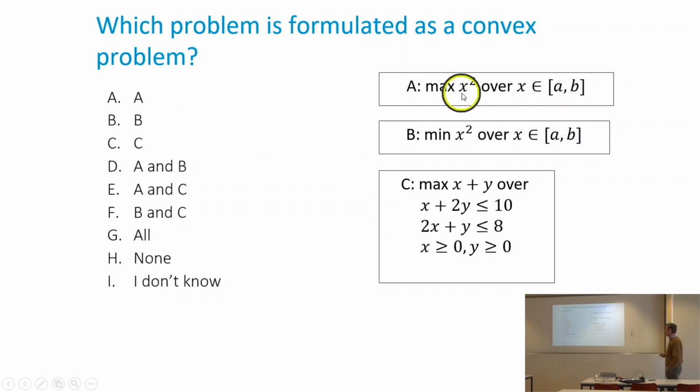Here are three problems. Very simple problems. Maximize x squared for x between a and b. Minimize x squared. A slightly more complex problem: maximize the sum of x plus y over variables x and y that satisfy those constraints. Which, if any, of these problems are convex problems?